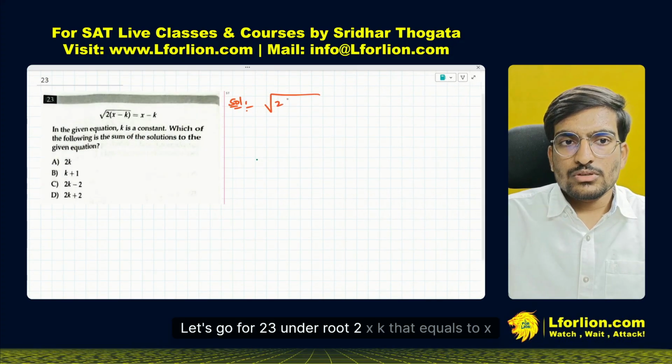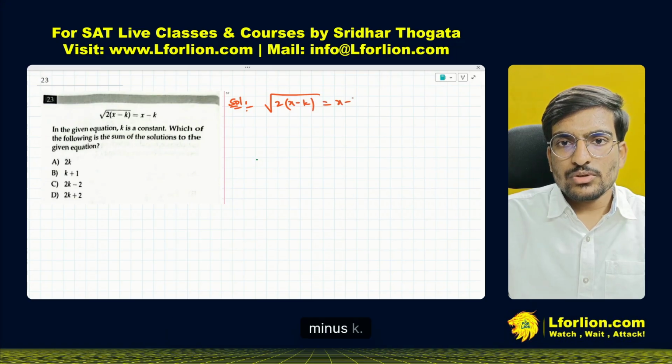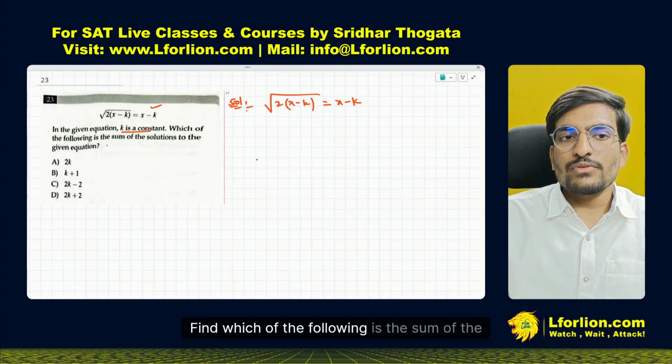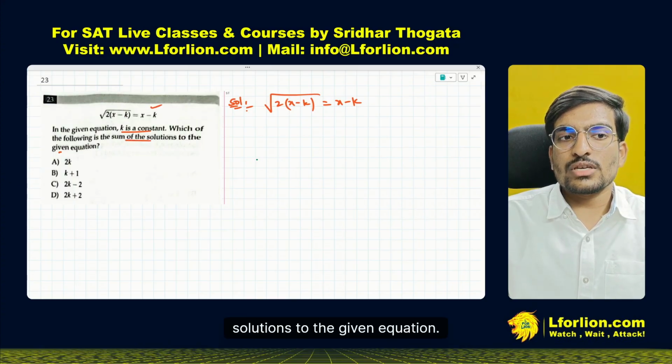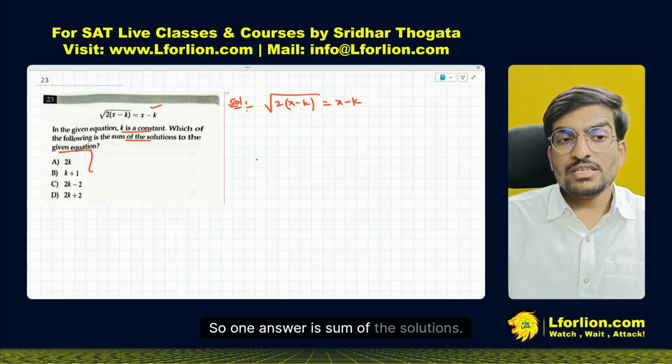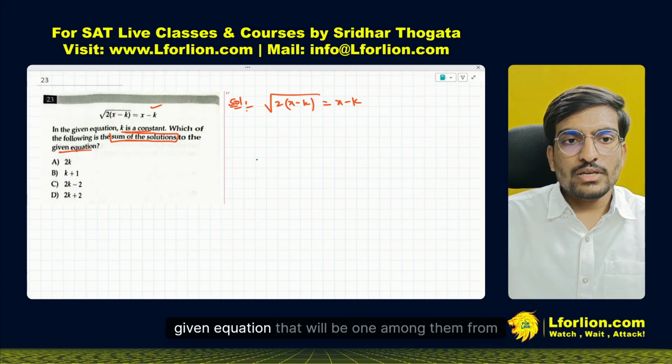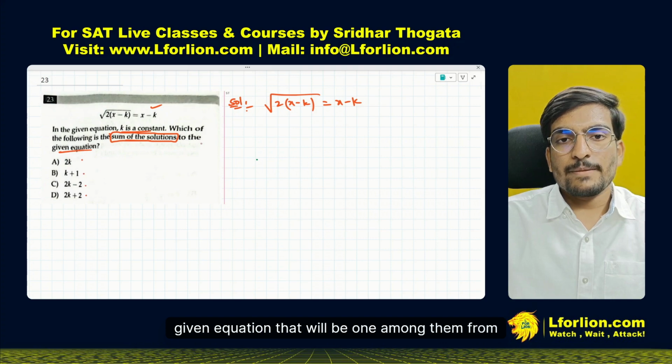Under root 2x minus k equals x minus k. In the given equation, k is a constant. Find which of the following is the sum of the solutions to the given equation. So we need to find the sum of the solutions of the given equation. That will be one among the options.